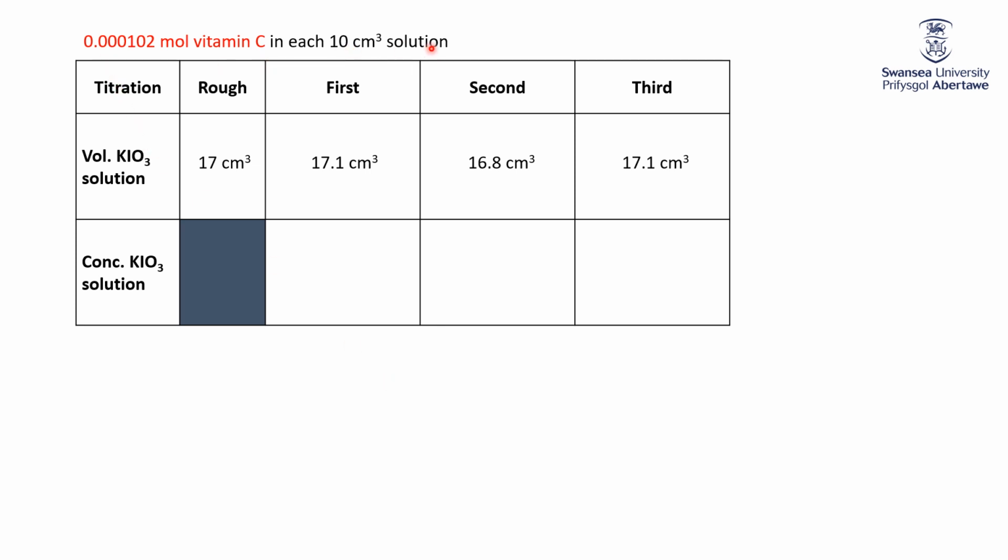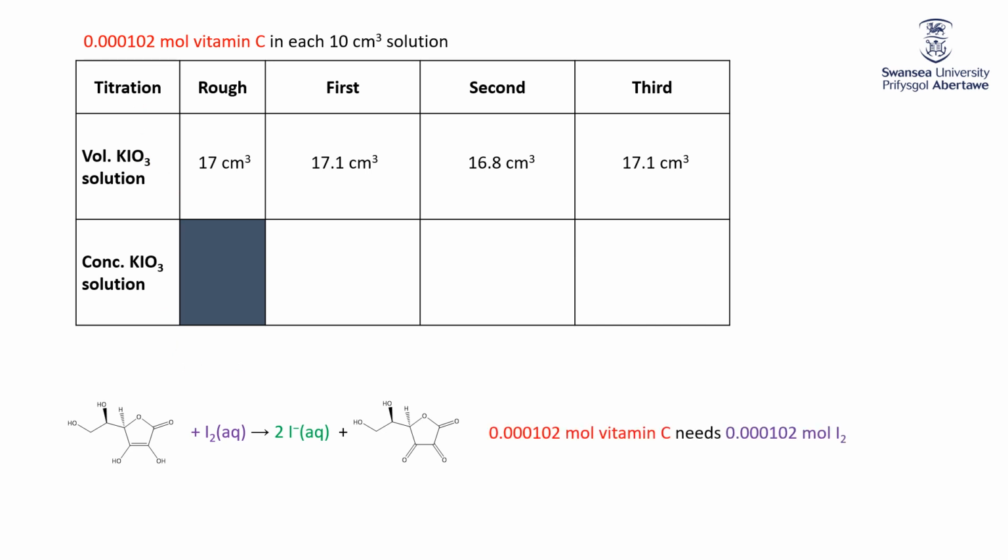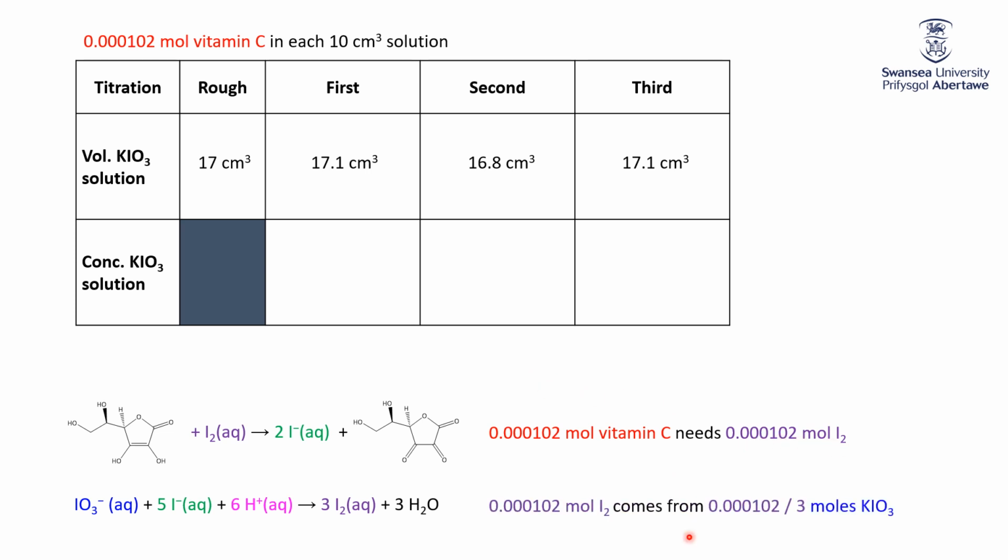And of course, each 10 cubic centimeters of solution had 0.000102 moles of vitamin C in it. Now, of the two equations that we use with this one, each mole of vitamin C needs 1 mole of iodine. So if I had 0.000102 moles of vitamin C, I'm going to need 0.000102 moles of iodine. And that iodine came from the potassium iodate solution that, of course, was mixed with potassium iodide and hydrochloric acid. Well, each iodate produces 3 iodines. So therefore, if I want 0.000102 moles of iodine, I only need 0.000102 moles divided by 3 moles of the potassium iodate.